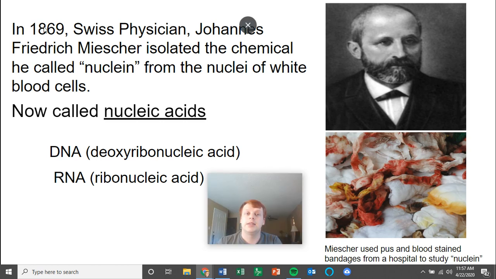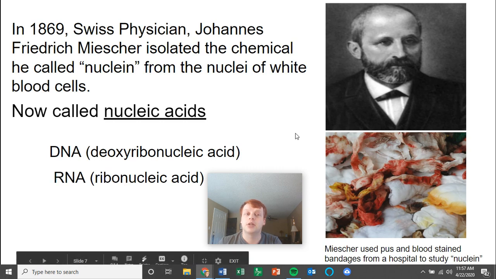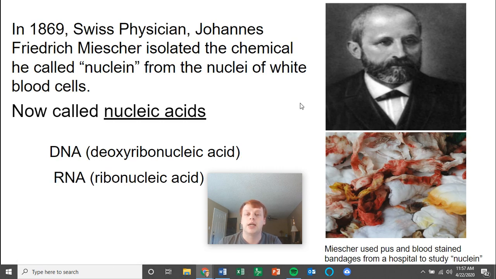Now, in 1869, Johannes Friedrich Miescher was the first person to isolate what he called nuclein, which we now call nucleic acids. Those are the things that make up DNA and RNA, or genetic information. Miescher used pus and bloodstained bandages from a hospital to study that nuclein that he discovered, which he isolated from white blood cells.